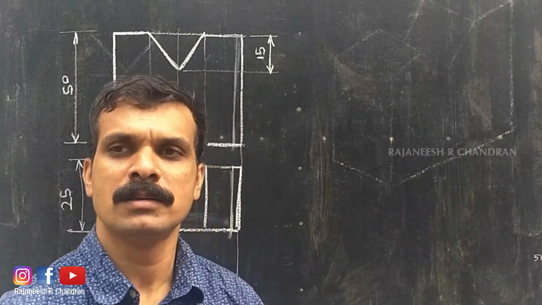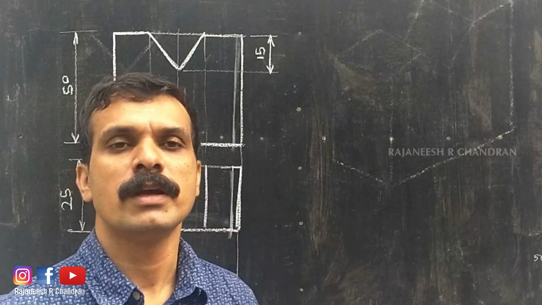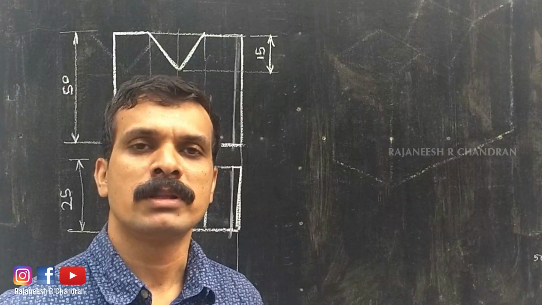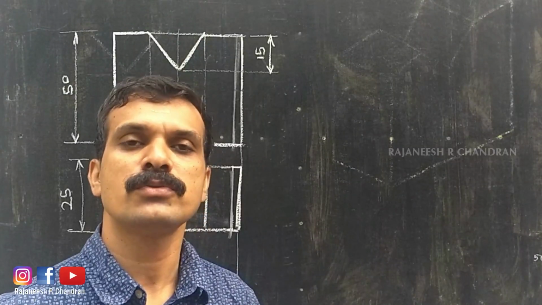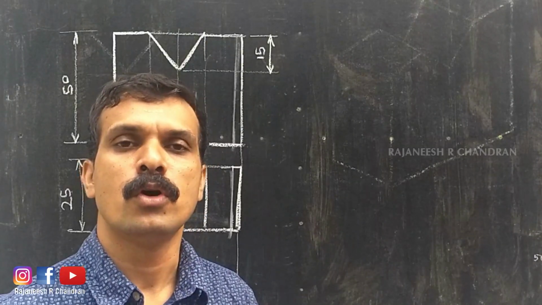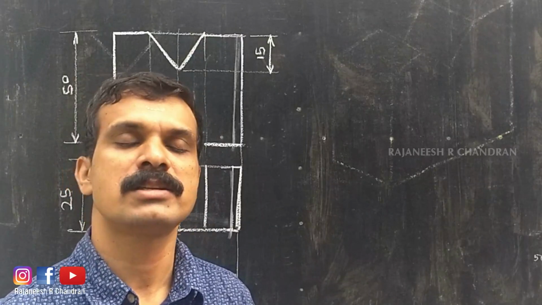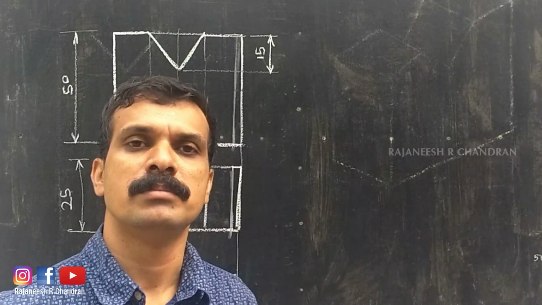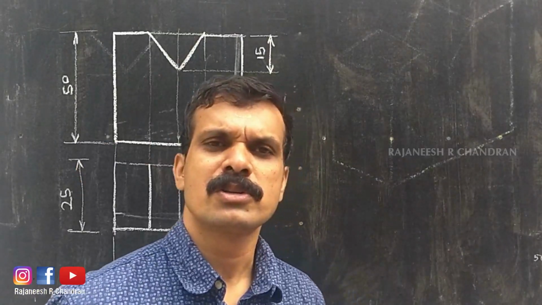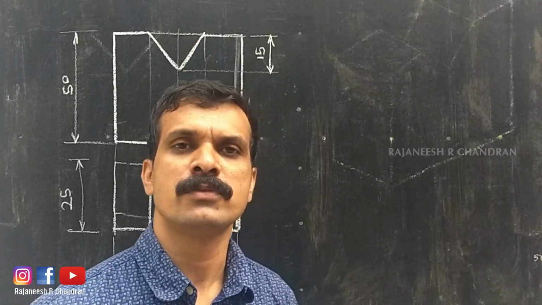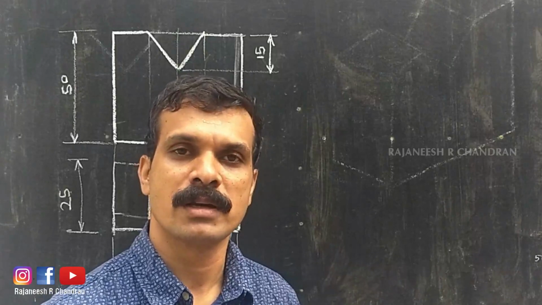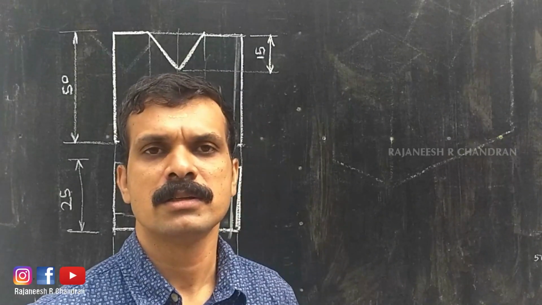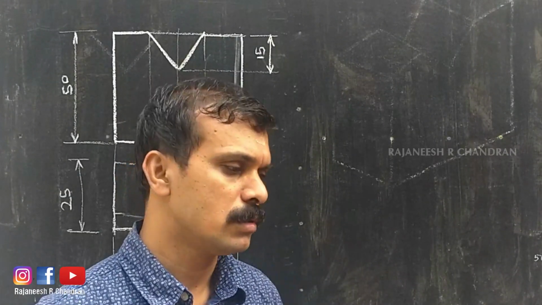Hello all. In this video we are going to study the construction of the isometric view of a V block. You might have seen a V block in your basic engineering workshop. V blocks are used for holding workpieces or round shafts, etc. That's the purpose of a V block.